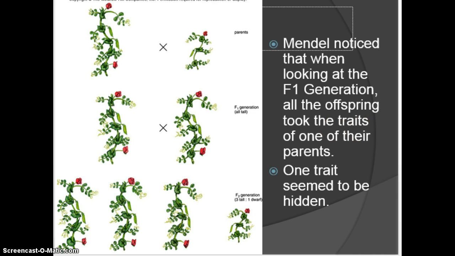Mendel noticed that when looking at the F1 generation, so they have your parents. You have a tall plant and a small plant, but when you looked at the F1 generation, they're all tall. They took the traits of only one of the parents, so it seemed. One trait seemed to be hidden. So the small parent, somehow that gene was not expressed. And we'll come back and talk about what happened in the F2 generation in just a little bit.